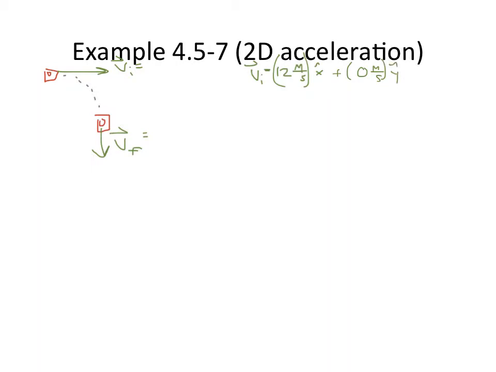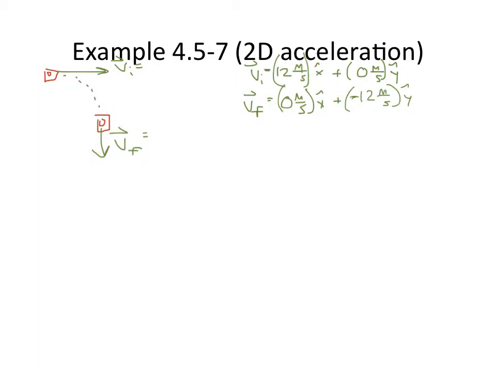Fair enough. And then the final velocity, v final, equals what? After it is done going around this curve, it is now going in this direction, which appears to be the negative y direction, and not at all in the x direction. So we've got 0 meters per second in the x hat direction. And in the y, we've got negative 12 meters per second in the y hat direction. That's a negative sign right there.